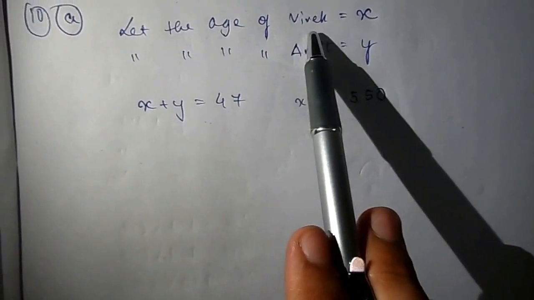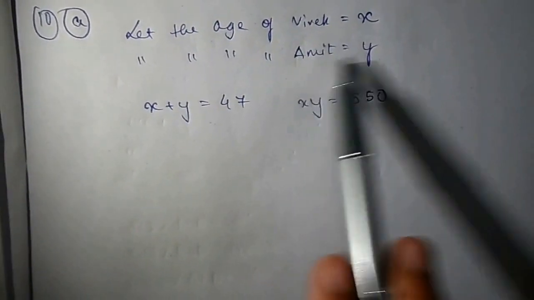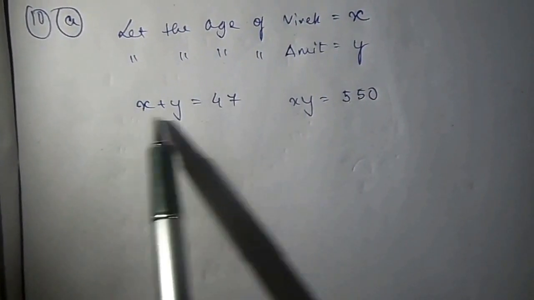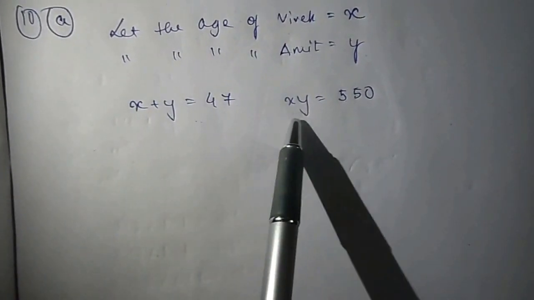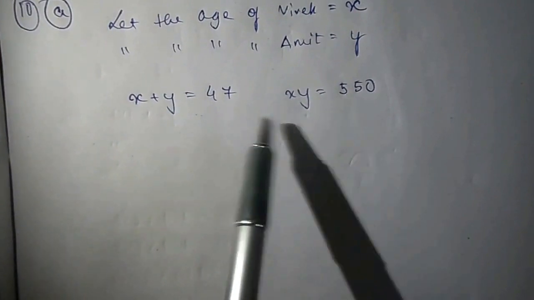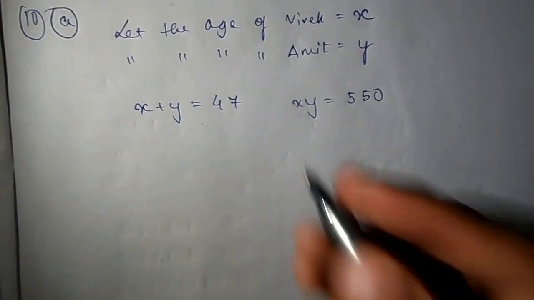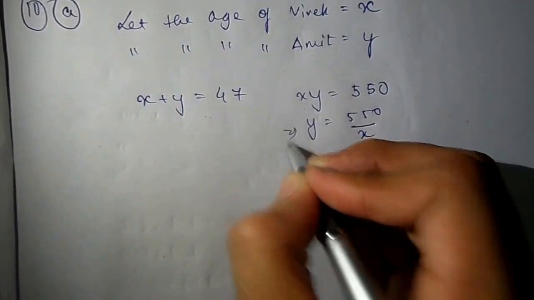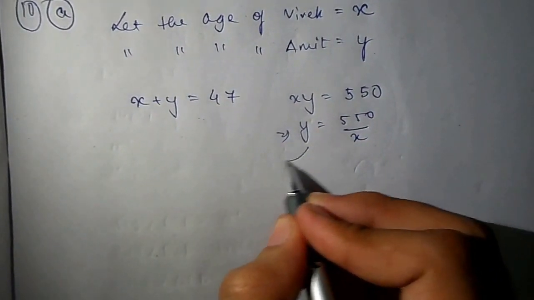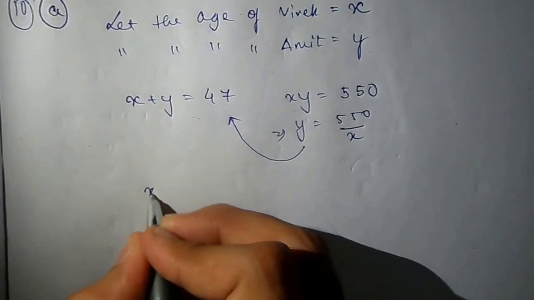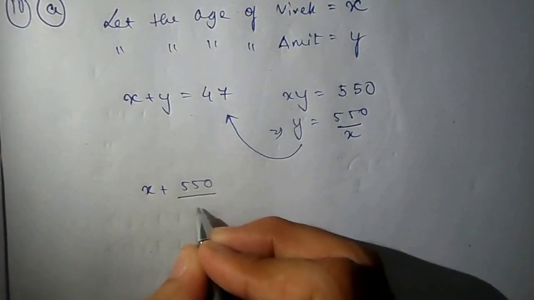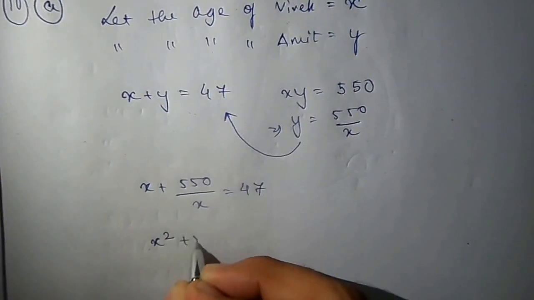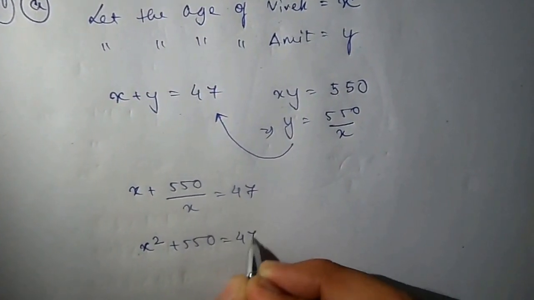We are letting the age of Vivek equal x and Amit equal y. According to the question, the sum of their ages is 47, therefore x + y = 47, and the product of their ages is 550, therefore x times y = 550. Now y equals 550/x. So we will put this value over here. So x + 550/x = 47. So x square + 550 = 47x.